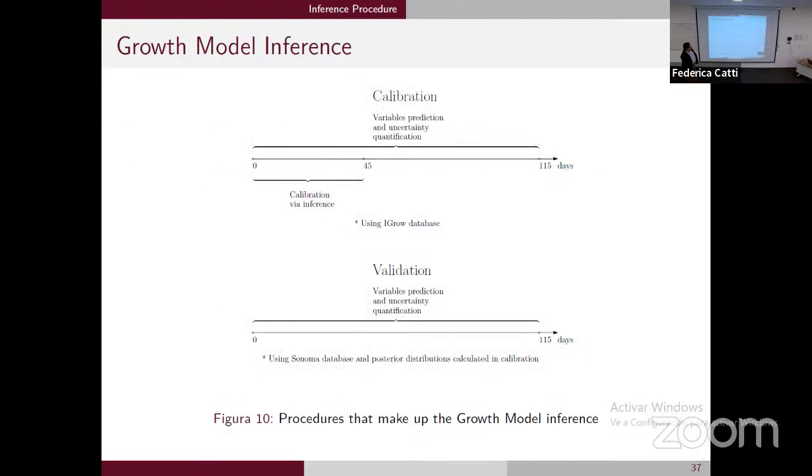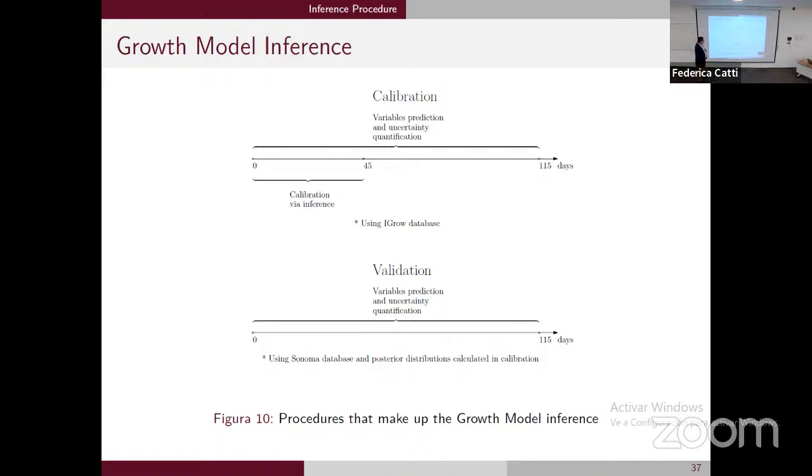For the growth model, again, the stages of calibration and validation were considered. In calibration, we took one database, and from 45 days we made parameter calibration via inference. With the posterior distribution of the parameters, we predict the production variables and calculate their uncertainty. 45 days can sound like a long time, but in the first 22 days there are no harvested fruits. That is the reason why we need more days to make inference in this case.